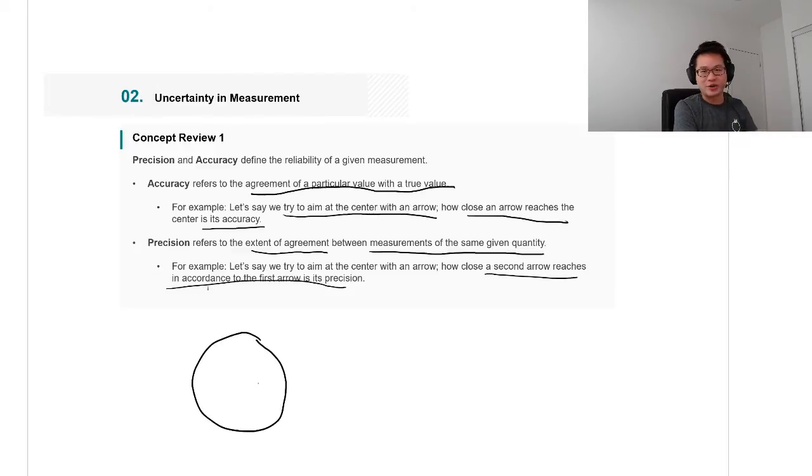Sorry for my drawing. My drawing is really bad. So we have a target over here. We have the 10-point target at the center. Then we have 9, and then we have 5, etc. Yeah, this is a really ugly looking target. Okay, so here's our target.